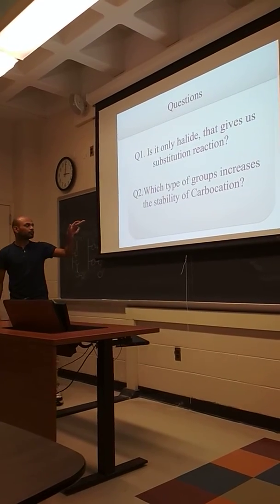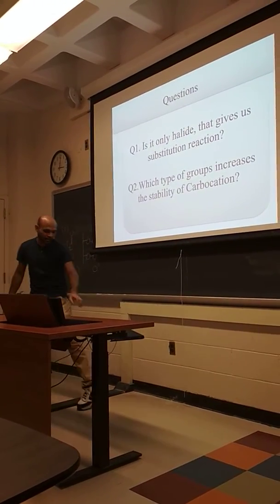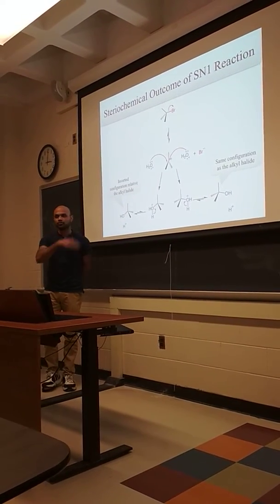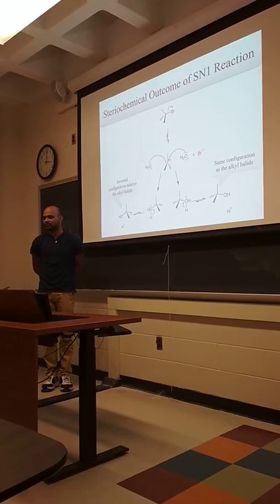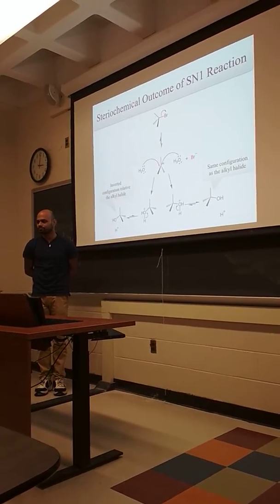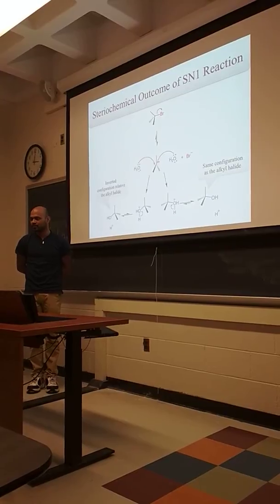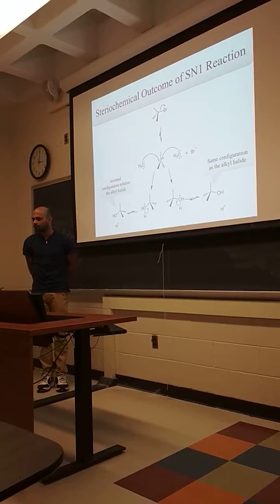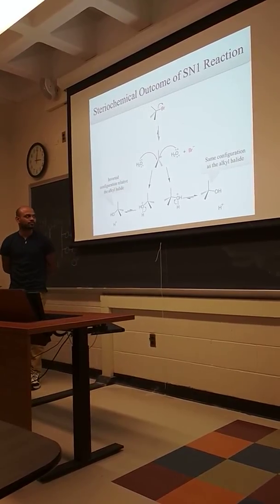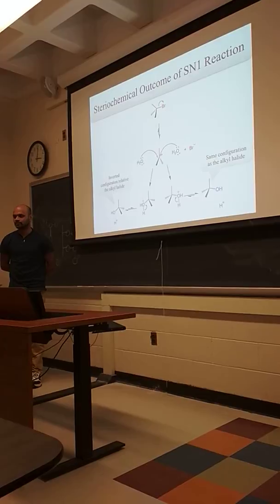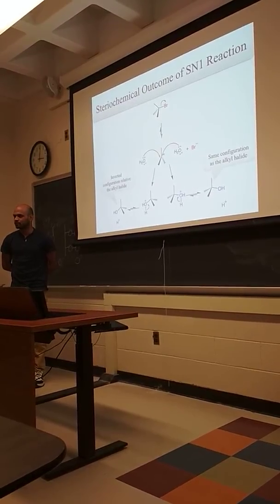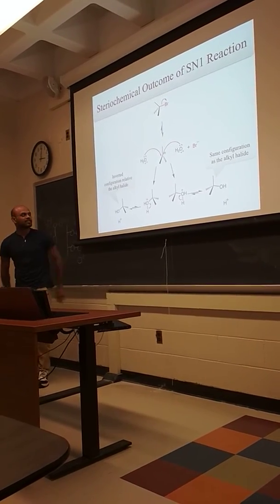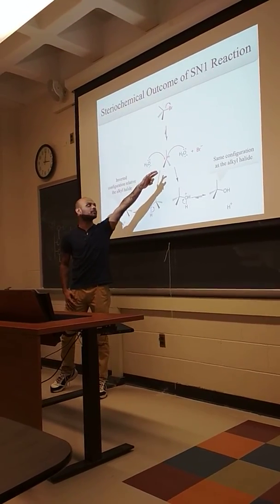And the second one: which type of group increases the stability of a carbocation? So here is the structure of a carbocation with positive charge. Which type of group, electron withdrawing or electron donating, can give stability to this carbocation in terms of electron donating ability and electron withdrawing ability? Nobody? This is positive charge. So which type of group will provide?